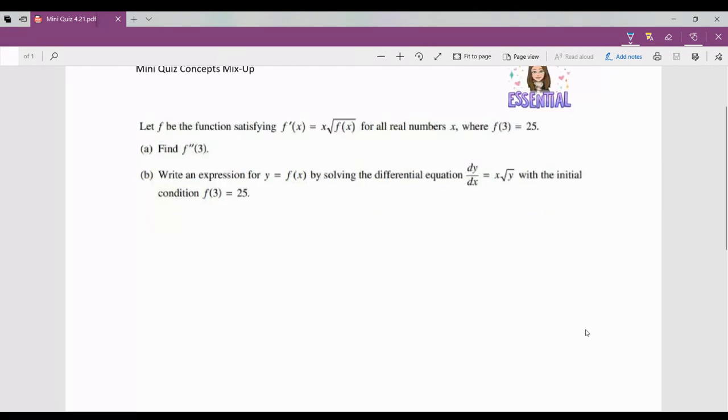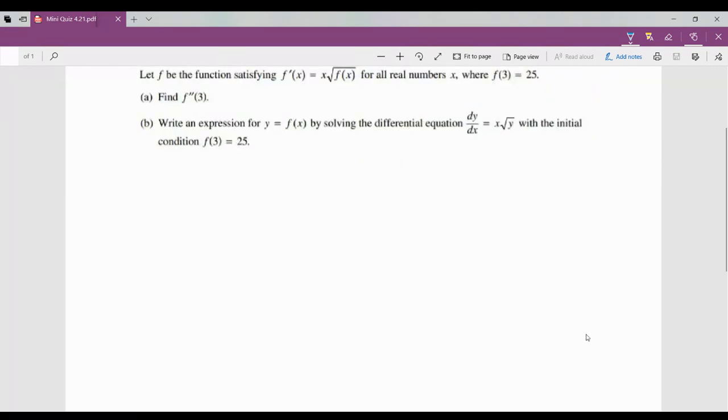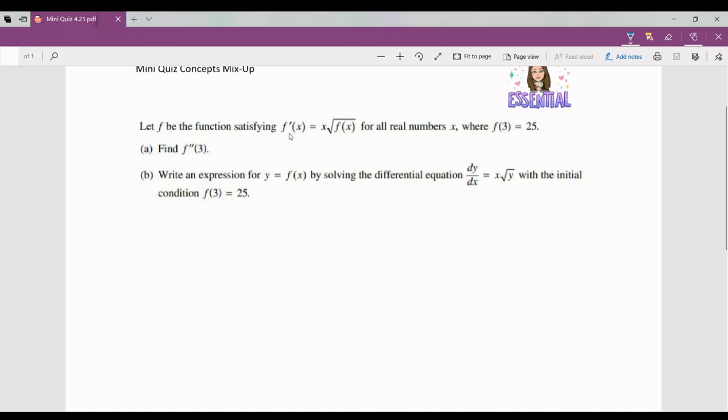All right, so for the first thing, we've got f prime of x equals x times the square root of f of x. So if I'm trying to find f double prime of 3, I'm going to first need to find what f double prime of x is. So I'm going to start out with A, finding f double prime of x.